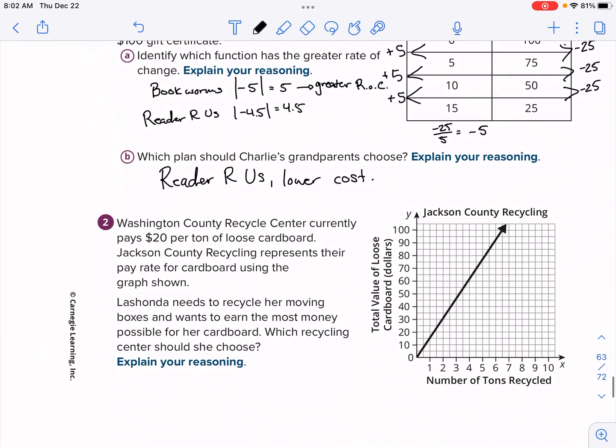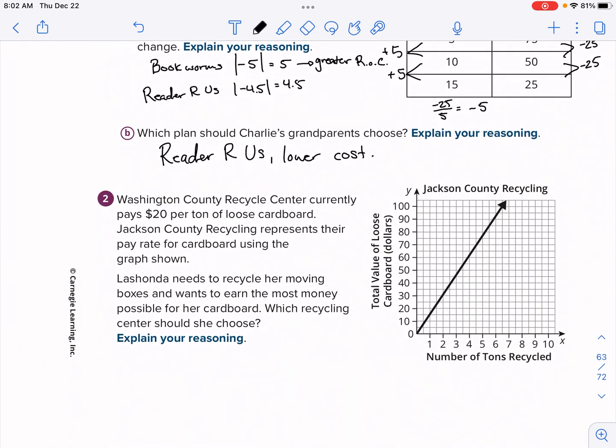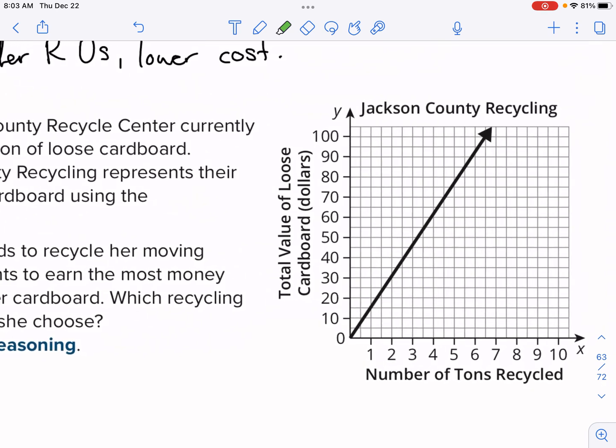All right. Now we'll continue working with contexts, but now comparing to a graph. So Washington County Recycle Center currently pays $20 per ton of loose cardboard. Jackson County Recycling represents their pay rate of cardboard using the graph shown. And then it says LaShonda needs to recycle her moving boxes and wants to earn the most money possible for her cardboard. So she's looking for more money, so we're going to look for a greater rate of change. Which recycling center should she choose because she's going to get more money?